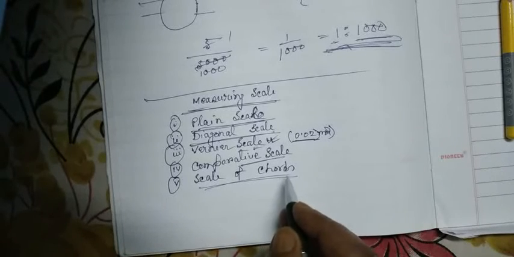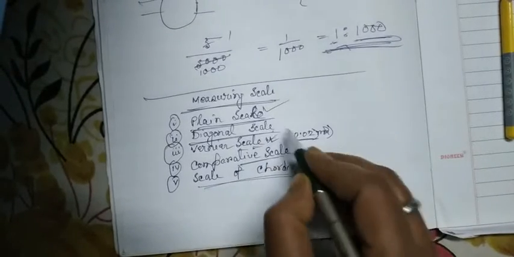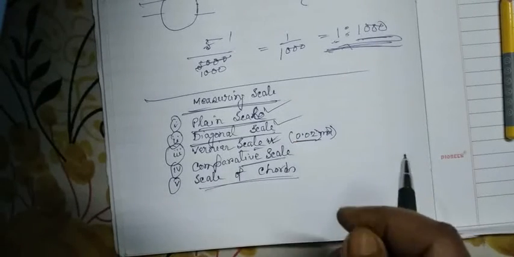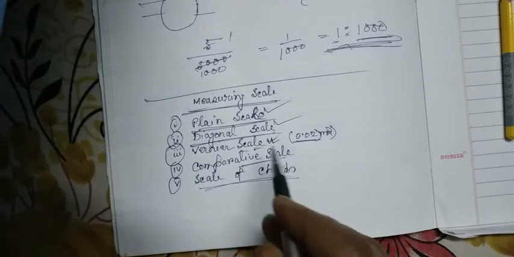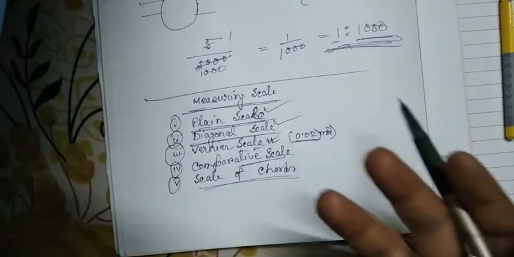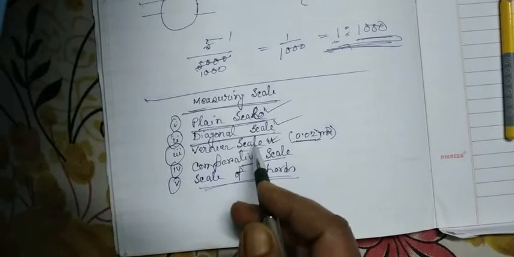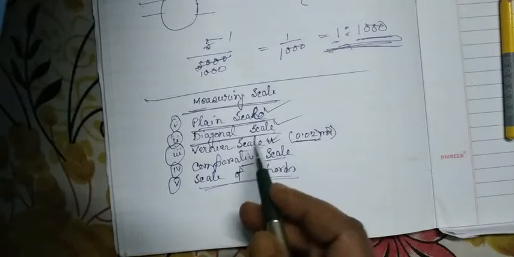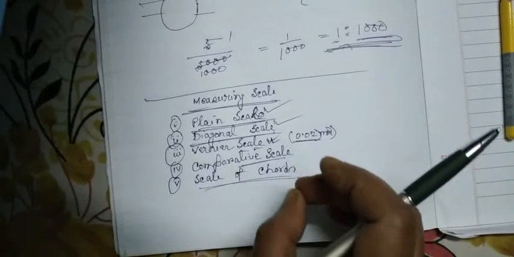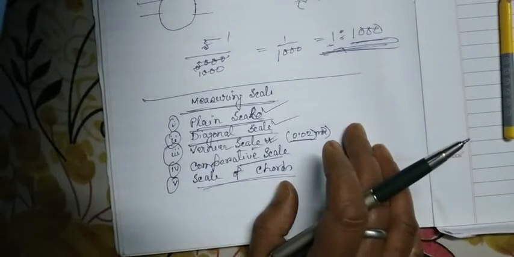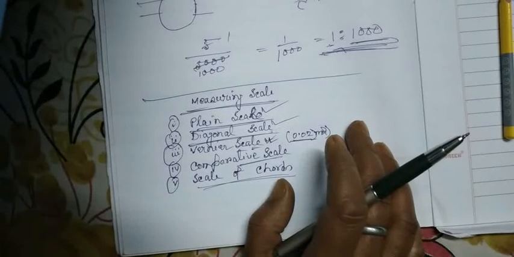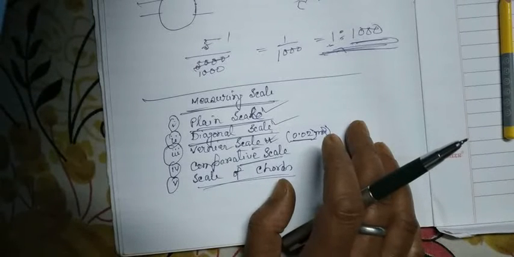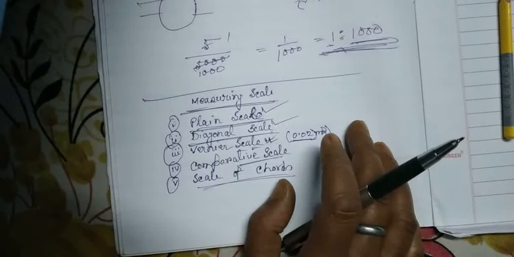A special type of scale is called the scale of chords. So this is a measuring scale, but mainly two types of scales are there in our syllabus: plane scale and diagonal scale. Plane scale is just a simple scale, and diagonal scale is used to measure a very small distance. With the help of this diagonal scale, we can measure a very small distance.